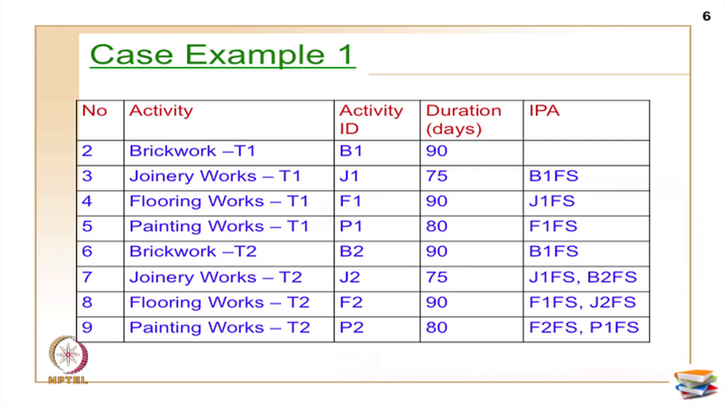For all the tower 1s I used 1, and for all the tower 2s I used 2 here, that you can see with the last number, and B represents brickwork, J for joinery, F for flooring, P for painting, same thing I have used. And the duration for all these activities I assumed based on the data I have obtained, 90, 75 and so on, and I repeated the same values for the second tower, third tower, because they were exactly the same towers. And the relationship between all these activities is also marked here.